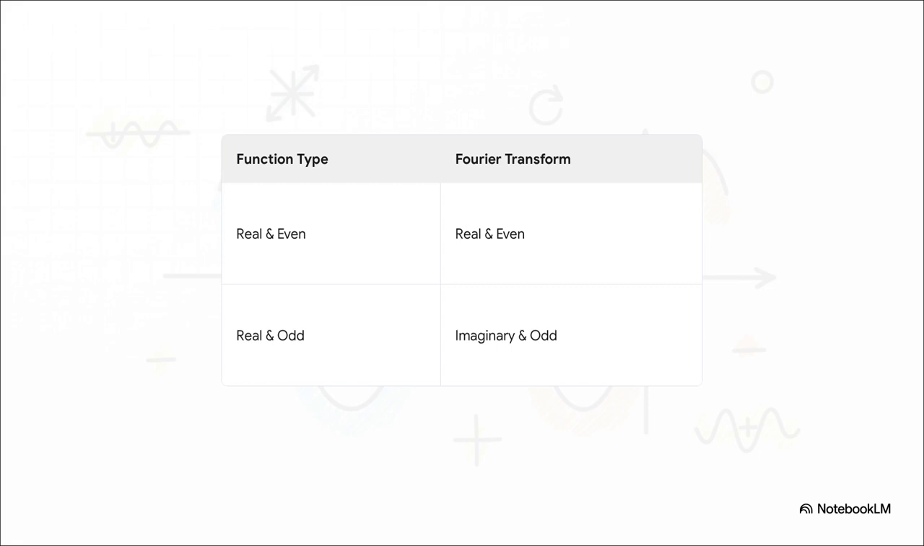But check this out. When we do a Fourier transform on our symmetric pieces, something amazing happens. For the even part, the answer is purely real. The imaginary part just disappears. And for the odd part, the answer is purely imaginary. This basically cuts the amount of work our computers have to do in half. It makes everything faster and way more efficient.